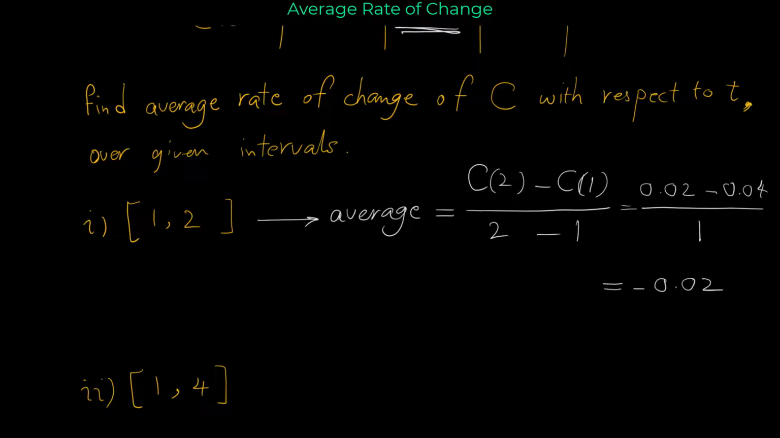And maybe you wonder why the average rate of change is negative. It's obvious, because over time the concentration decreases. The concentration of alcohol in the body decreases. So that's the reason the average rate of change is negative.